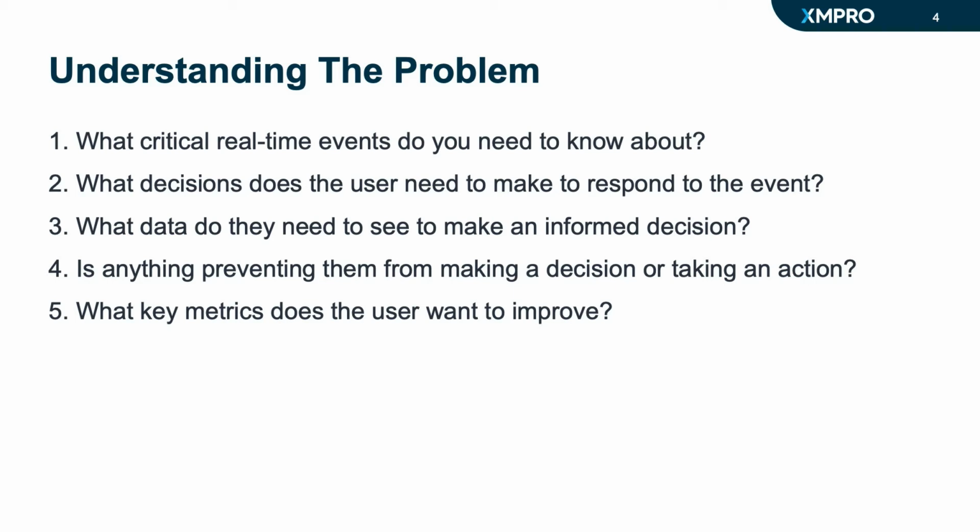Next, is there anything preventing the user from making a decision or taking an action? Do they need input from someone else? Or is their data locked up in a certain system that they need to get access to? Is there a calculation that needs to be done to figure out what the right action is? Or does a machine learning algorithm need to make a prediction?